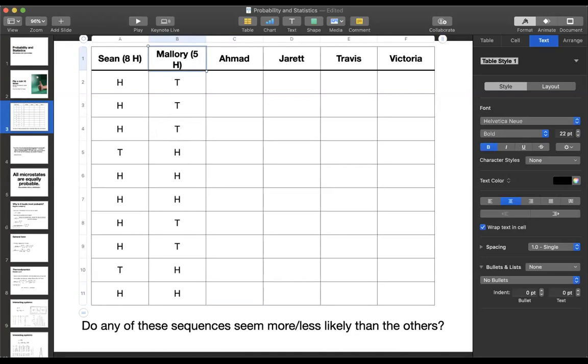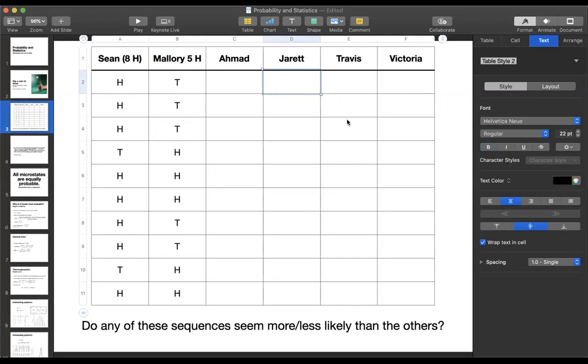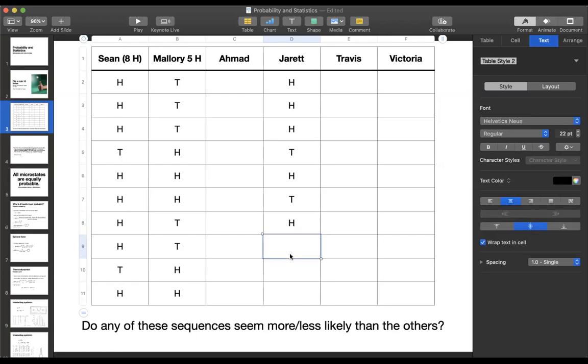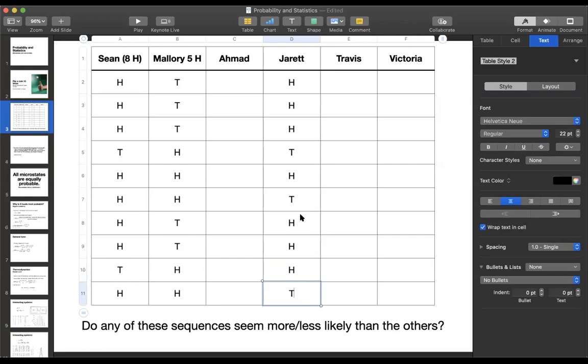All right. Who else? Who's next? So I have heads, heads, heads. All right, Jarrett. Then tails, tails, heads, heads, tails, heads, heads, heads, tails. All right, and so that is 7 heads.